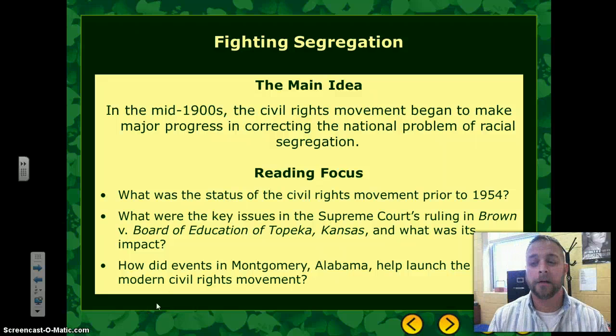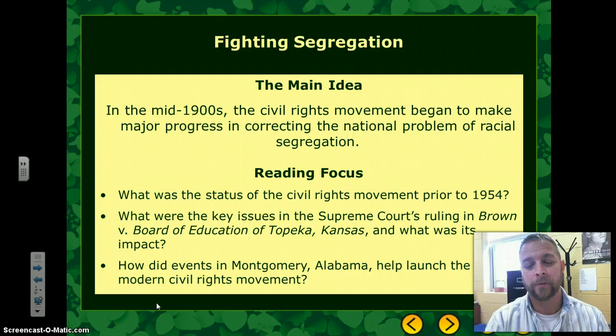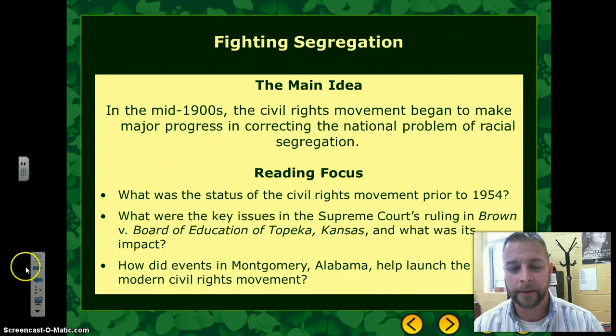All right, so in the mid-1900s, the modern civil rights movement, as we call it, kind of begins. We're going to talk about how that develops and the different areas it takes. So we're going to first talk about what the civil rights movement was like before 1954, the key issues in Brown versus Board of Education and its impact. And we're also going to talk about the Montgomery Bus Boycott and how that's kind of the launching pad of the modern civil rights movement.